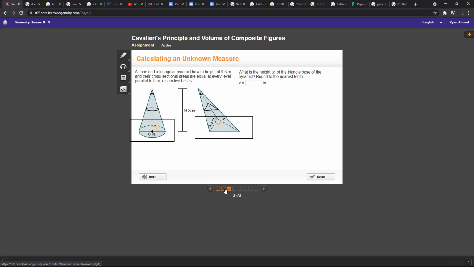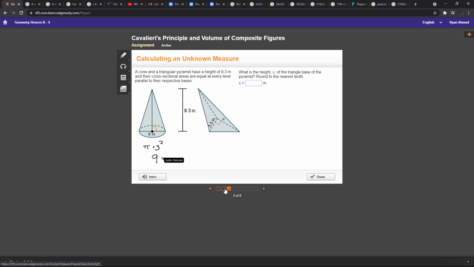So what we want to do is find the height x of the triangular base. So what we have to do is find the area of our circular base. We have a diameter of 6, which means radius is going to be 3. So the area of a circle is going to be pi r squared. So it's going to be pi times radius squared. We get 9 pi for that, if I'm doing this right.